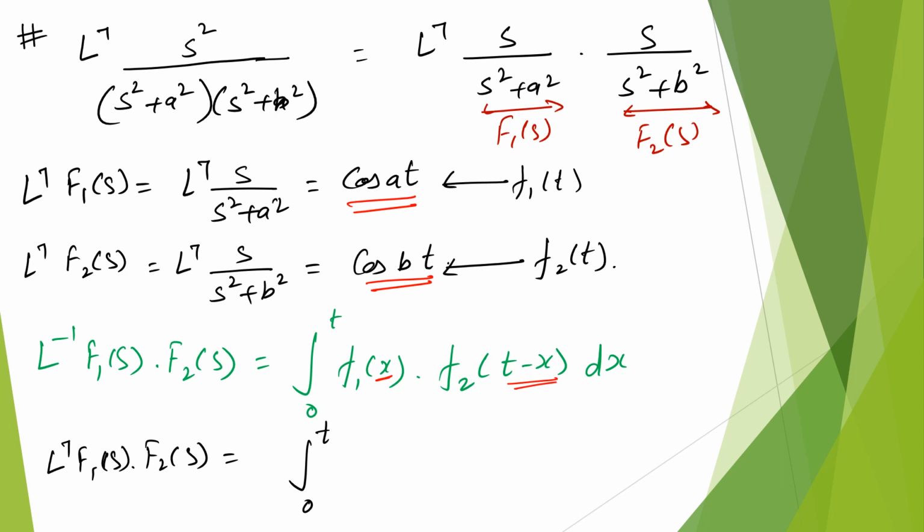So this will be equal to integration of cos ax and cos bt minus bx dx. Now to integrate this, we just use the formula of 2 cos a cos b. That means we have to multiply by 2 and divide by 2. 0 to t cos ax cos bt minus bx dx.